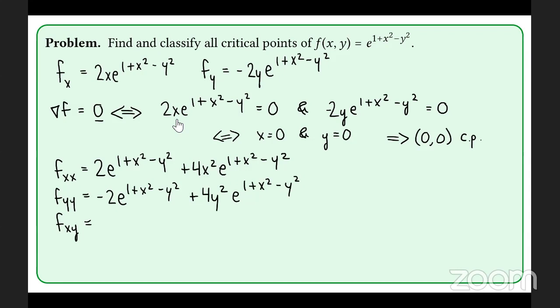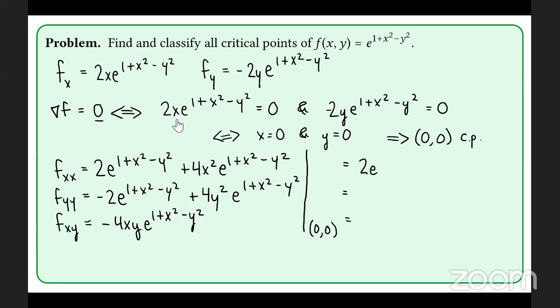Fxy, so we get negative 4xy e to the 1 plus x squared minus y squared. And now we evaluate all of these at 0, 0. That's not an official notation here, but I'm using it. So at 0, 0 there, we're going to get 2e to the 1 plus 0, so that's 2e.